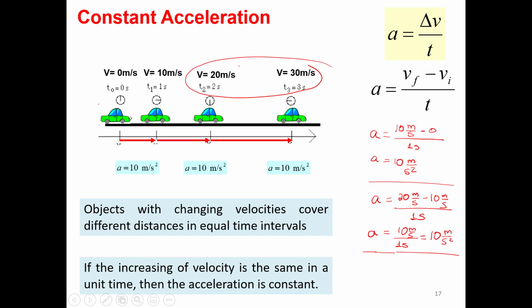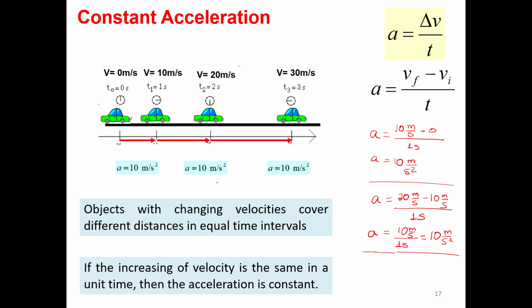Then why is the acceleration constant? What we can see here in the case of the velocity is that the velocity increases at the same rate: 10, 10, 10. This is why we can say that if the increase of velocity is the same in unit time, 10 meters per second in 1 second, 10 meters per second in 1 second, then the acceleration is constant.